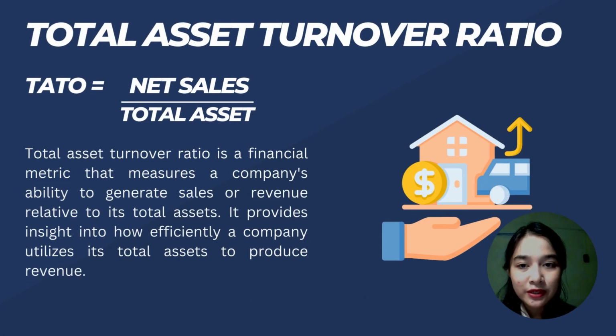Okay, I'm going to explain about TATO, or total asset turnover ratio. The formula for TATO is net sales divided by the total assets of the company. So what is TATO actually?